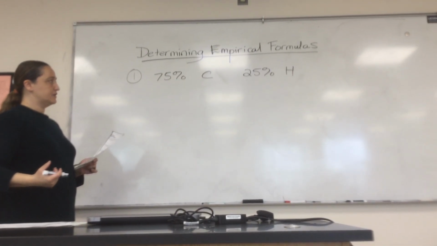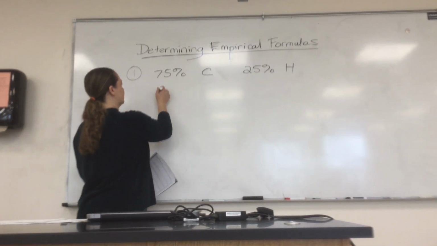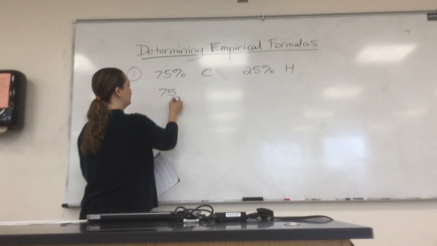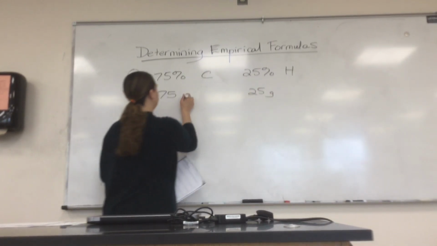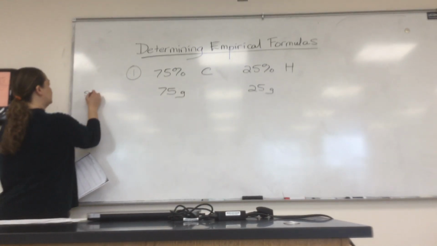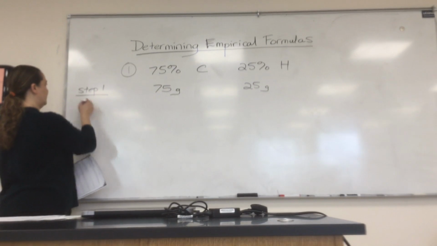So the first thing you do is you assume that you have 100 grams of the compound. So we're going to say that we have 75 grams of carbon and 25 grams of hydrogen. Okay? So the first step, we have to convert them into moles.